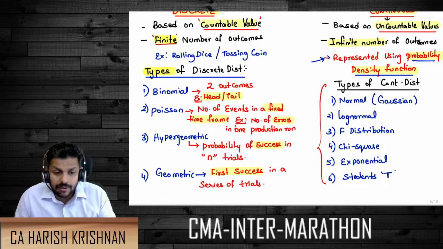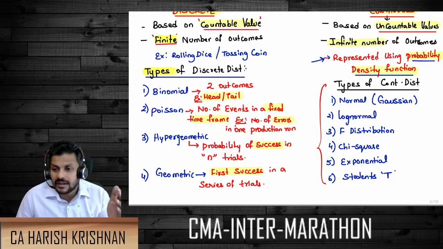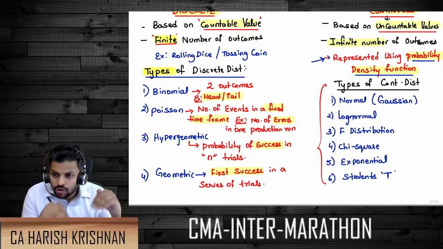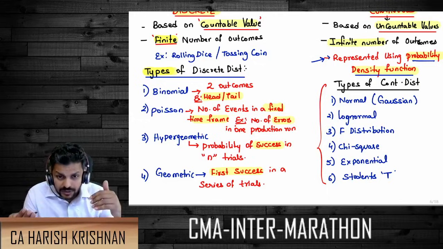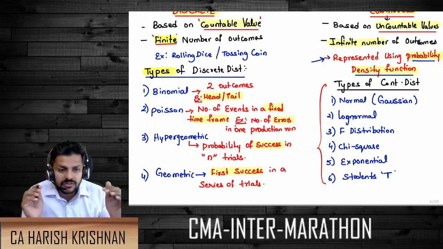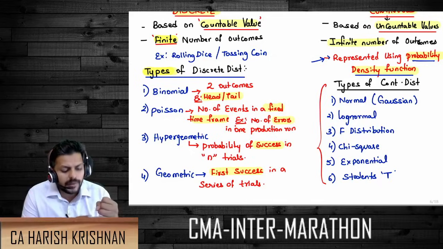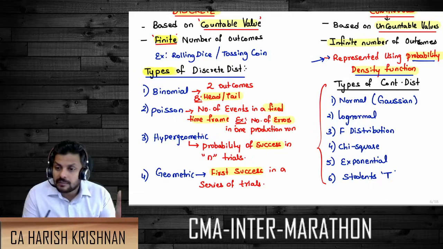And when we talk about geometric, all these are there in the fill in the blanks and true or false at the end of the chapters, where you work out which one comes where. So geometric is more about figuring out which one gives you the first success in a series of trials. If you are figuring that out, that is called geometric. So geometric, hypergeometric, Poisson and binomial are the four distributions where a finite number of outcomes are there.